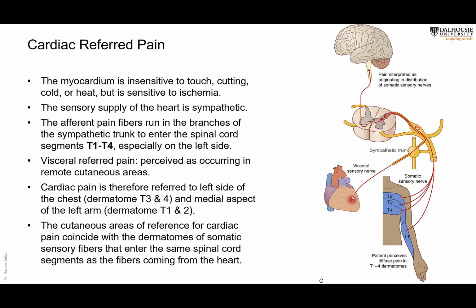The reason for that is that the heart is not like the skin, it is not somatic. So the nerves supplying the heart are not somatic nerves. They are autonomic nerves. They are sympathetic nerve fibers. So the impulse will be carried by these sympathetic nerve fibers, and these sympathetic nerve fibers connect with spinal cord segments T1 to T4. These spinal cord segments also receive nerve fibers from the skin, from T1 to T4.